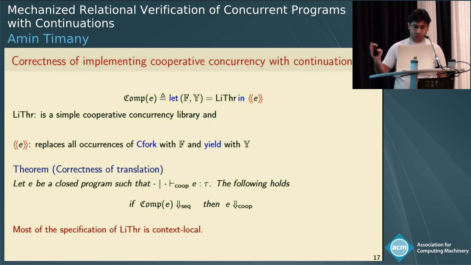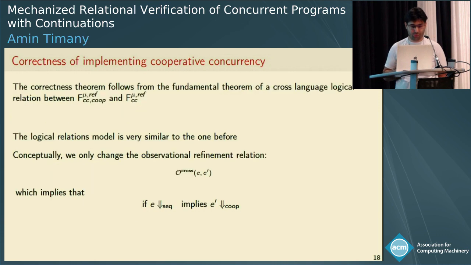And then the translation is basically going through the whole program and replacing C, fork, and yield with calls of these functions. And what we show is that if you have a closed program in the cooperative language, and the translation terminates in the sequential language, then so does the original program in the cooperative language. And you should think of the implementation specification argument that we had before for contextual refinement. So this compilation is actually the implementation of the original program.